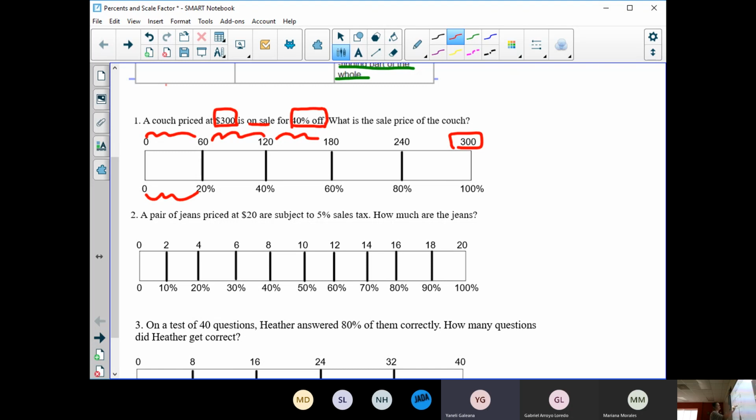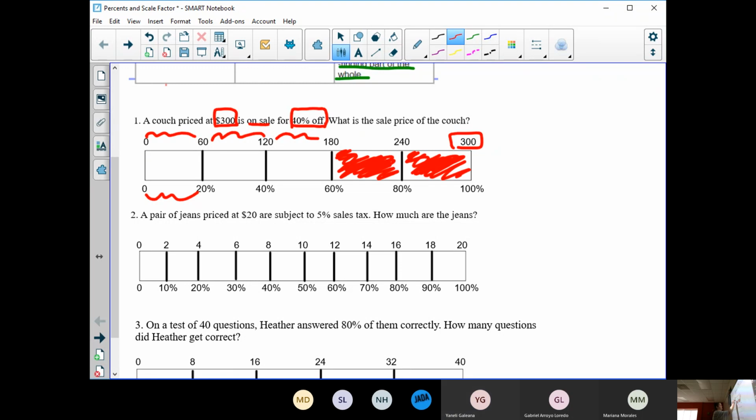All right, if I have chunks of 20, how many chunks of 20 do I need to shade in? How many 20% chunks do I need to shade in to equal 40%? 2. So I'm going to start with this last one here, and I'm going to shade this in, and that's 20% off. And I'm going to shade one more, and that is 40% off, because 20 plus 20 equals 40.